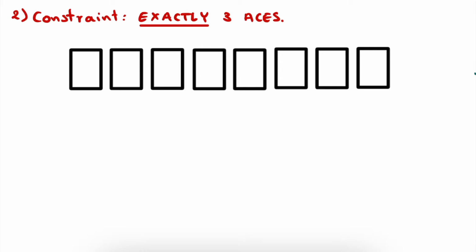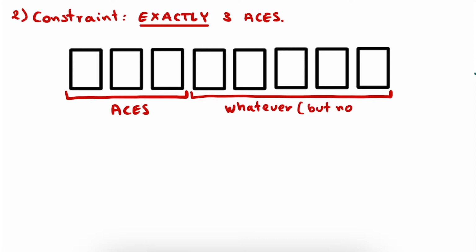And now let's see what constraint we actually have. We know that 3 of the 8 cards have to be aces. And then the remaining 5 cards can be whatever cards, but they cannot be aces, because if one of these cards is an ace, that would mean that we have in total 4 aces. And the constraint was that we exactly need 3 aces. So these 5 cards can be whatever, but just no ace.